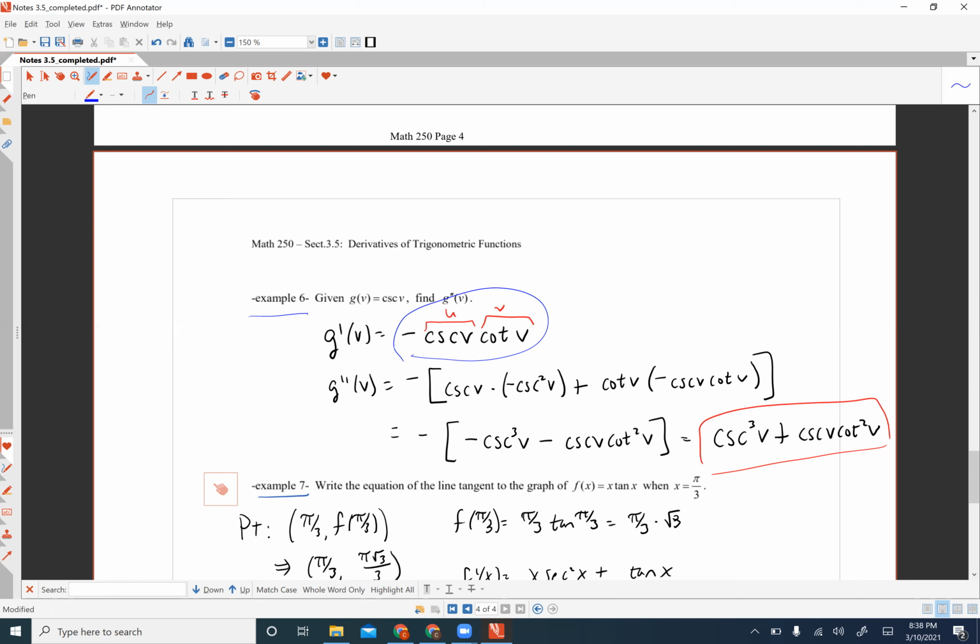So remember that it's minus the quantity, minus cosecant cubed of v, minus cosecant of v cotangent v squared. And then if you expand that, you get cosecant cubed of v plus cosecant of v cotangent of v squared.